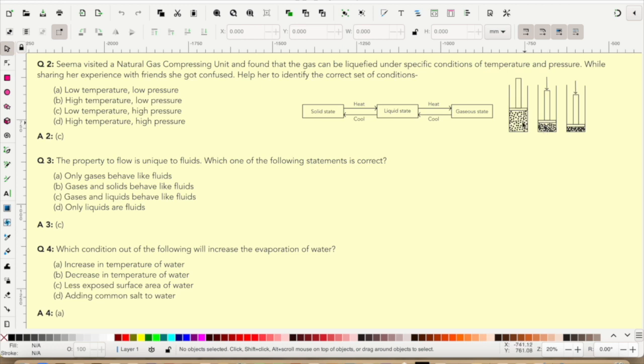The distance between the particles is decreasing, which means gas will change to liquid. So high pressure is the correct option. So the answer will be low temperature and high pressure.